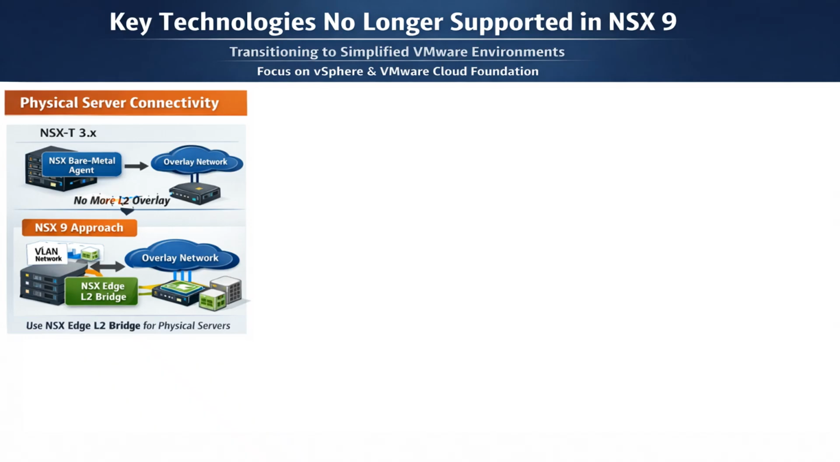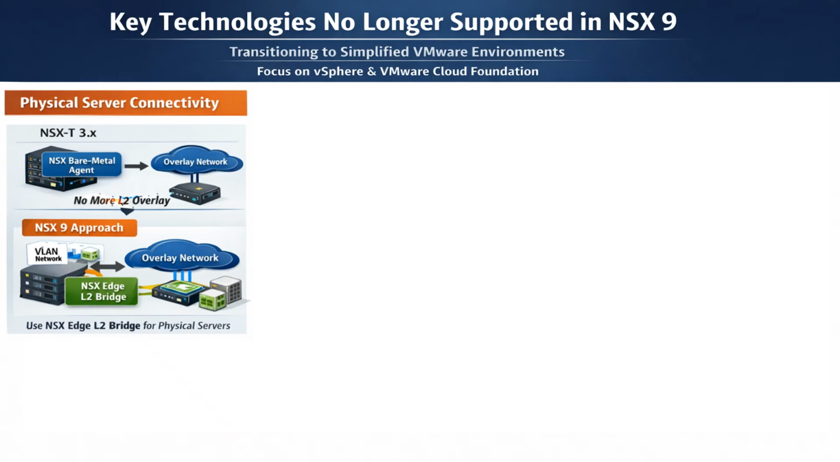So how do we connect physical servers now? Here VMware recommends using an L2 bridge on an NSX Edge node, because earlier we used an agent kind of setup, right? Now they are recommending to use an L2 bridge on an NSX Edge node. In this approach, the physical server connects to a normal VLAN network. Then the NSX Edge node bridges the VLAN network into an NSX overlay network. This allows physical servers and virtual machines to communicate at layer 2 without installing any NSX software on the physical server.